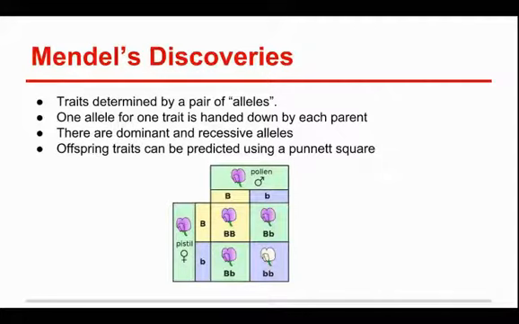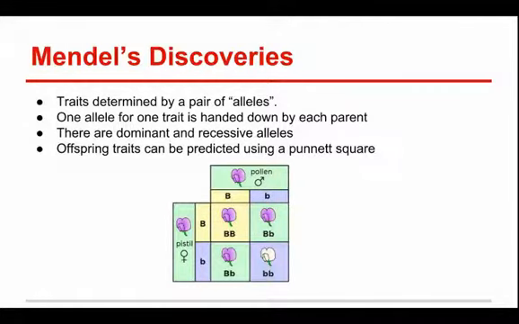So some of Mendel's discoveries are that traits are determined by this thing that he called a pair of alleles. Now, alleles are something that he explained occur within every living organism, and they occur in pairs. A good way to look at this is if you see the chart at the bottom. This is a chart that shows pea plant blossoms.